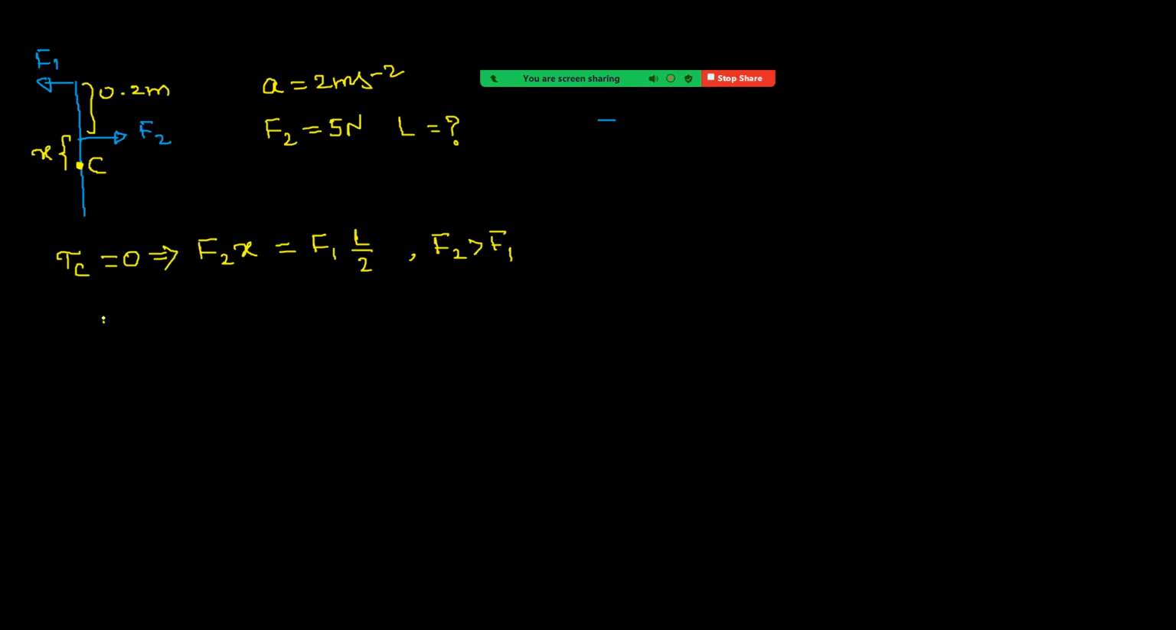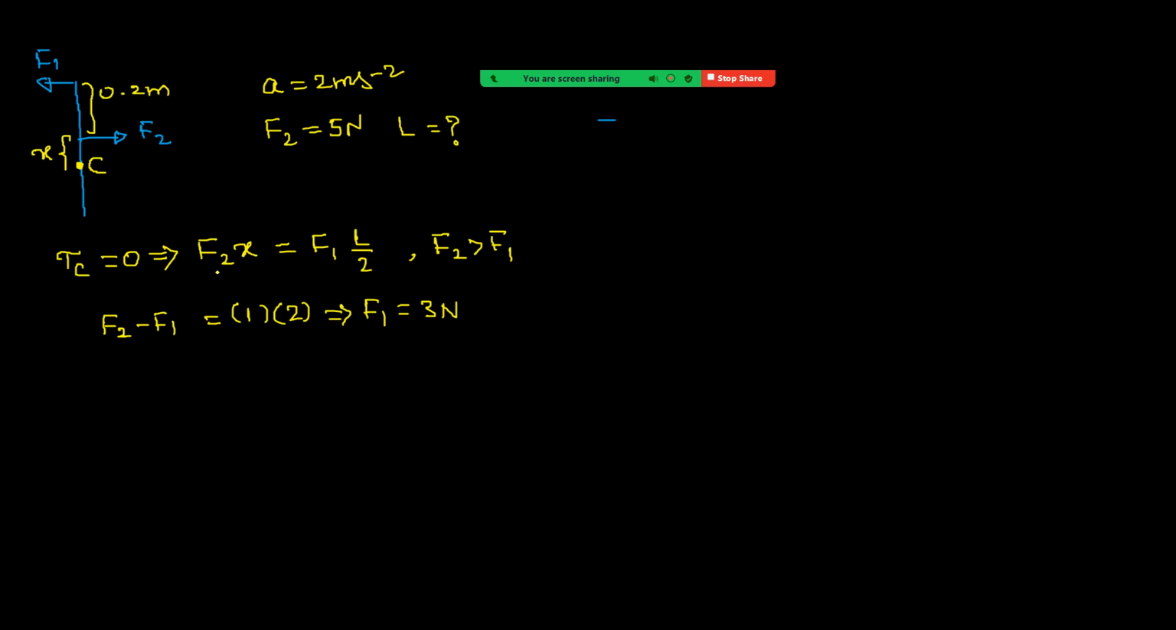That means we have to write equation F2 minus F1. This is net force, which is equal to mass into acceleration. And F2 given how much? 5. F2 given 5. This is 2. 5 minus 2, 3. So this implies F1 equal to 3 Newton. Now just substitute value here and we can get the answer, right?